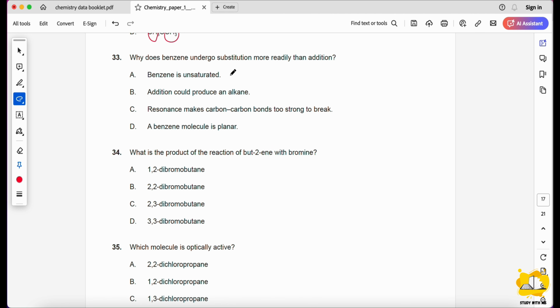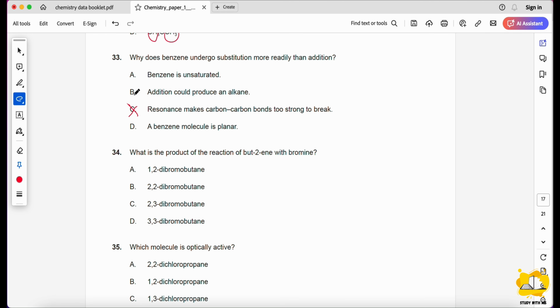Why does benzene undergo substitution more readily than addition? In benzene, the pi electrons are delocalized and make the structure more stable. This delocalization distributes electron density throughout the ring, making the carbon-carbon bonds more stable, so it's very difficult to break. So the answer will be C.